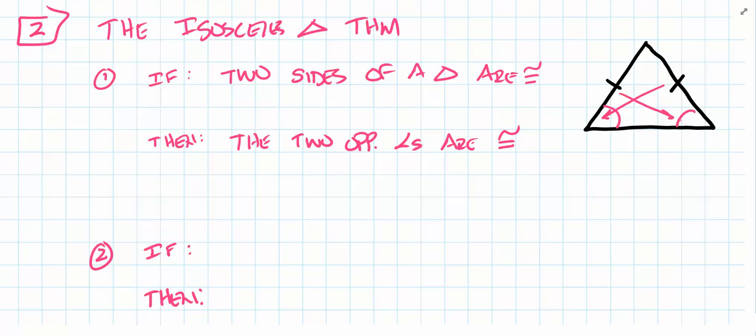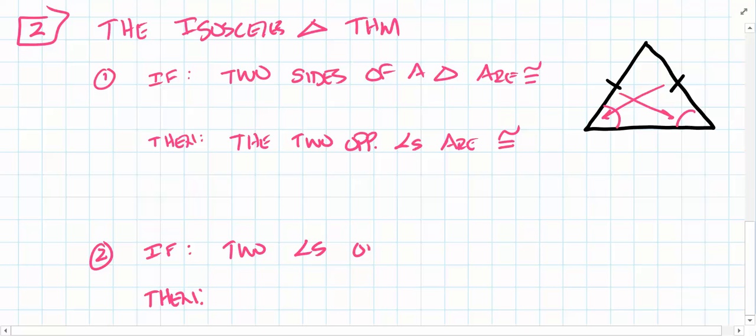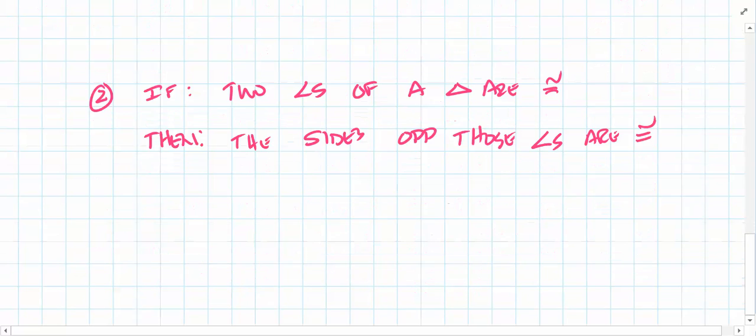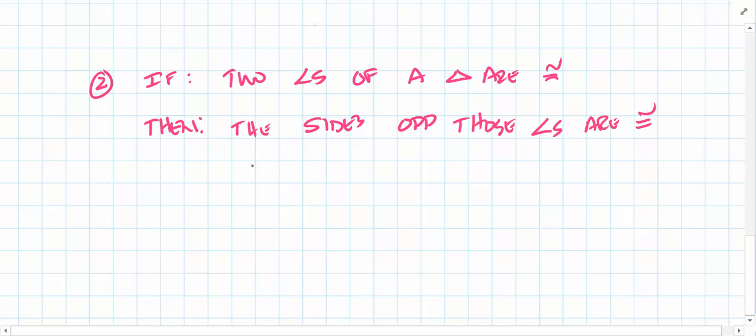Okay, now, what's the converse of this statement, everybody? And that's the second part of the isosceles triangle theorem. It says if two angles of a triangle are congruent, then what? The sides opposite those angles are congruent. So the picture for this one would just be the drawing that we had, except the arrows would be going in the other direction.